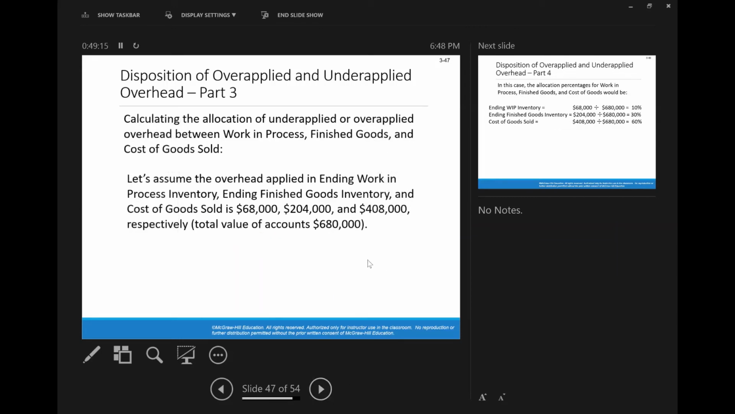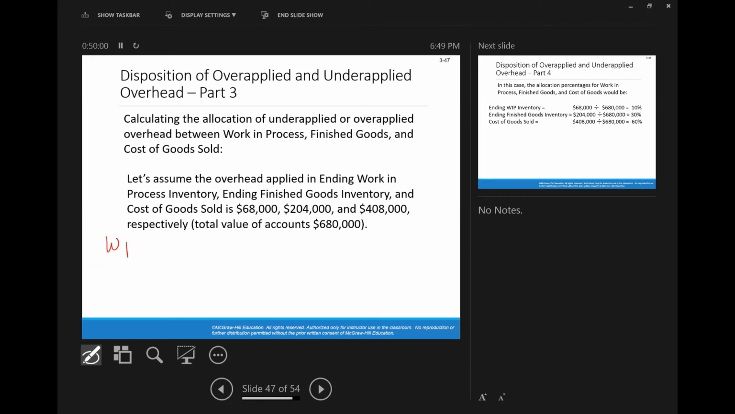All right, so then we have an allocation of under applied or over applied between the three that we talked about: work in process, finished goods, and cost of goods sold. So we have to figure out how we're going to calculate that. You have to know what the balances are in those three accounts in order to do it. They're telling us we have work in process of 68,000, finished goods of 204,000, and cost of goods sold at 408,000. So you want to list all three of those out. This is what I find to be the easiest way to do it. So we're going to do work in process.